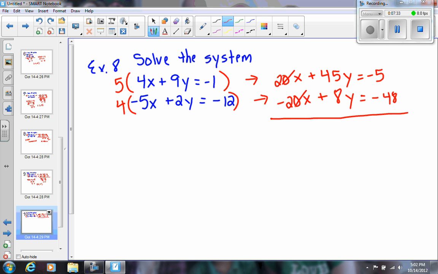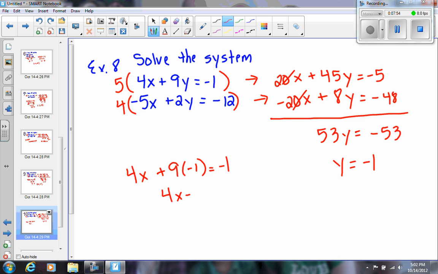So my x's drop out, they are eliminated, and I get 53y equals negative 53. So we get y equals negative 1. Substitute into either equation. So I'll take the top. And when I substitute that in, I get 4x minus 9 equals negative 1. Add 9 to both sides, I get 4x equals 8. So x equals 2. And my solution is 2, negative 1.